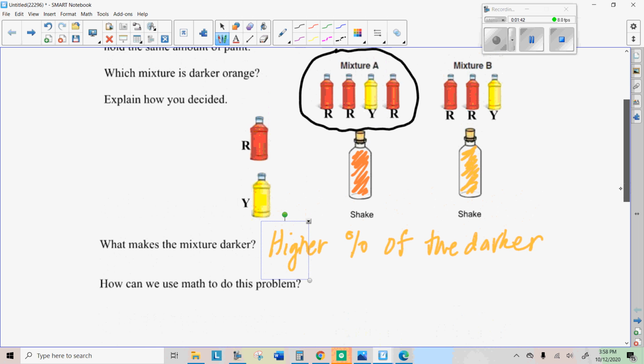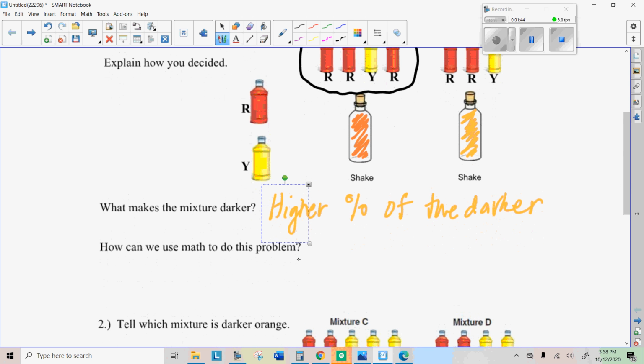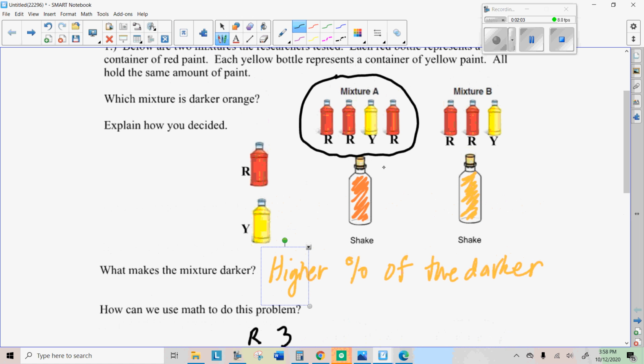Now, how can we use math to do this problem? Well, pretty simple. I can take this ratio here, which is 3 red out of 4 total. So notice I said total here, so there's 4. This ratio is 3 out of 4 total. This ratio of red to total is 2 out of 3.